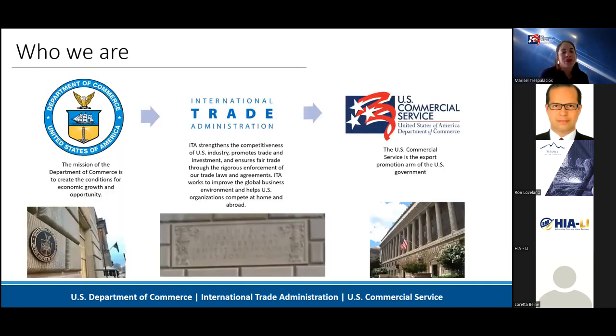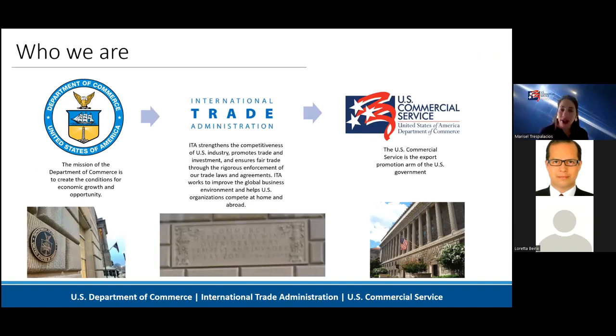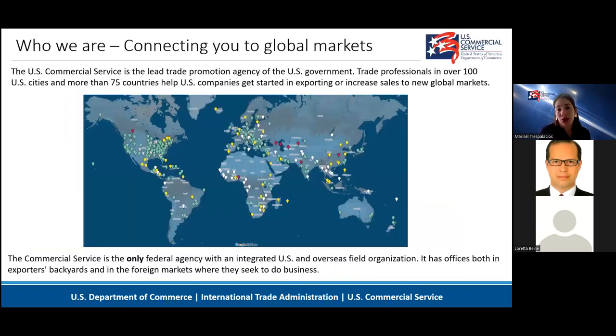So, just who we are. We are the U.S. Commercial Service. We're part of a federal agency, the Department of Commerce, and our main mission is to help American companies find export opportunities overseas so they can sell their goods and services. The important thing from this slide is to understand that we're a federal agency and that we have resources throughout the United States and throughout the world.